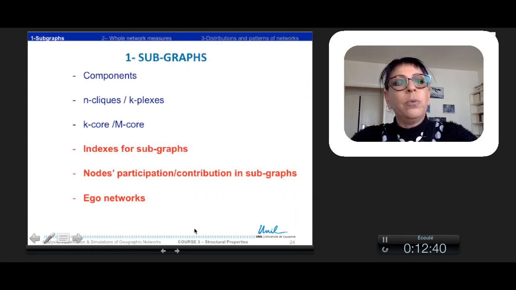So we saw here the different indexes applied to subgraphs, the node participation contribution in this subgraph, and the special case of ego networks.